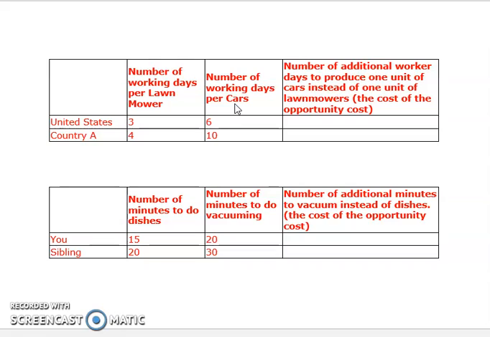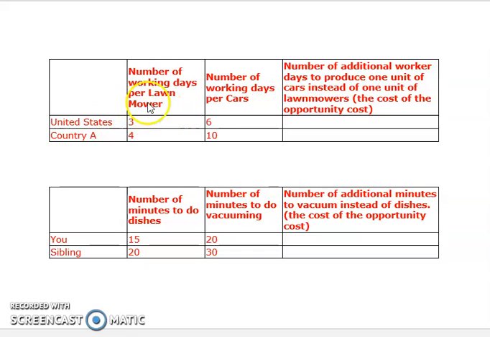It's not a matter of the United States can just make lawnmowers or cars. This is all about opportunity cost. If the U.S. is going to make lawnmowers, their opportunity cost is cars. Or if country A is going to produce cars, then their opportunity cost is the lawnmowers that they can produce. So let's help understand which country should produce which thing. Now, if we look at absolute advantage, that just tells us who is best at making each good.